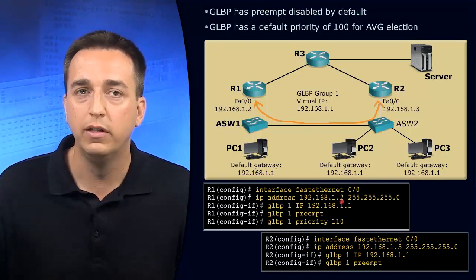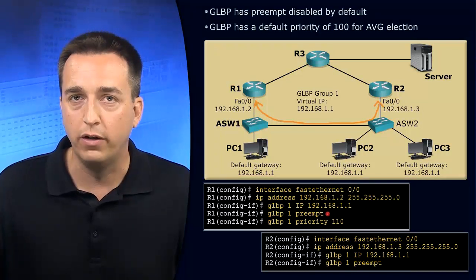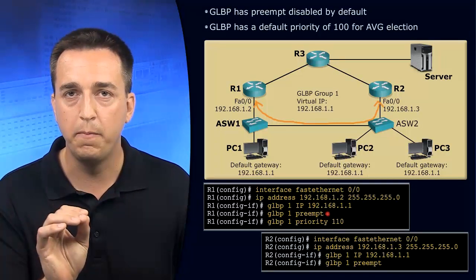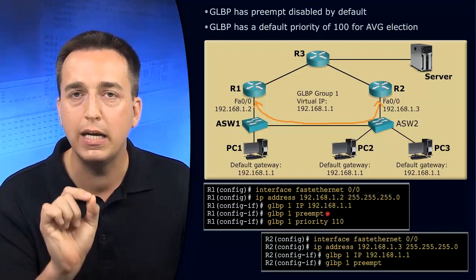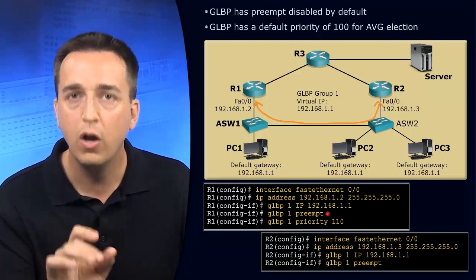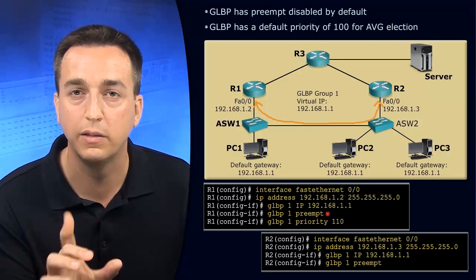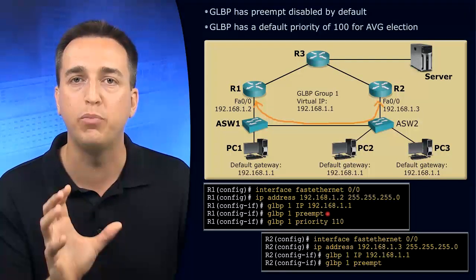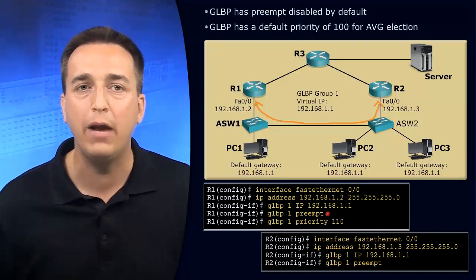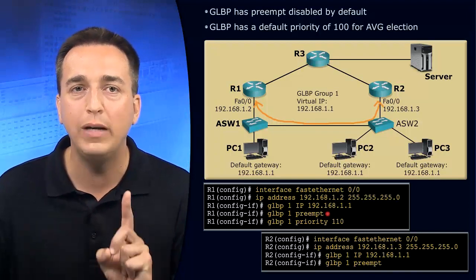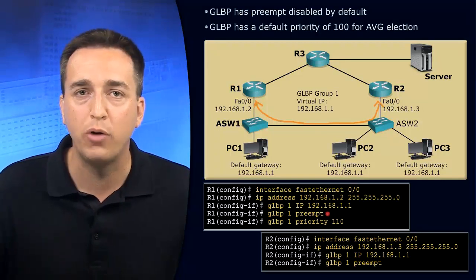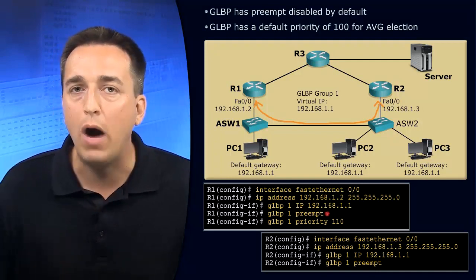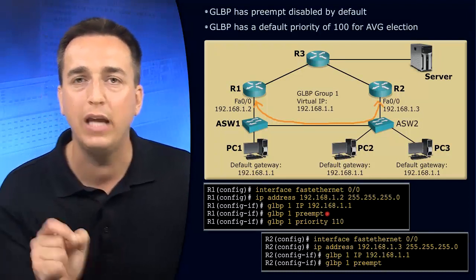Now, preemption is not enabled by default. Stop right there and listen closely. Preemption is not enabled by default for the AVG process. Let me repeat that. It's not enabled by default for the AVG process, the Active Virtual Gateway. And this is how you enable it for the Active Virtual Gateway process. GLBP, group number, preempt.